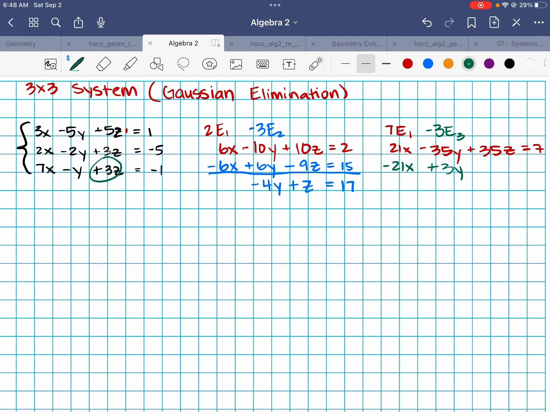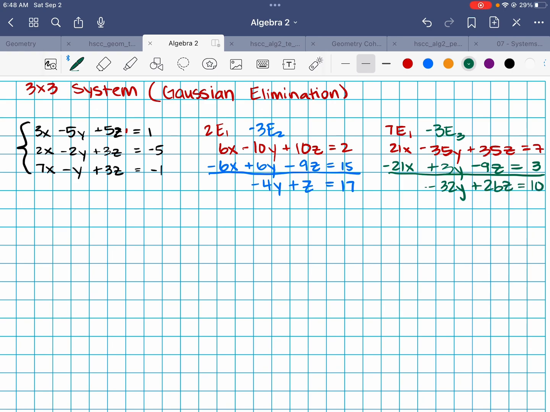Negative 3 times 3z is negative 9z, equals, and negative 3 times negative 1 is positive 3. All right, we're going to go ahead and combine those equations together. The 3y and the negative 35y becomes negative 32y. The x's cancel, of course. Plus 26z is equal to 10.